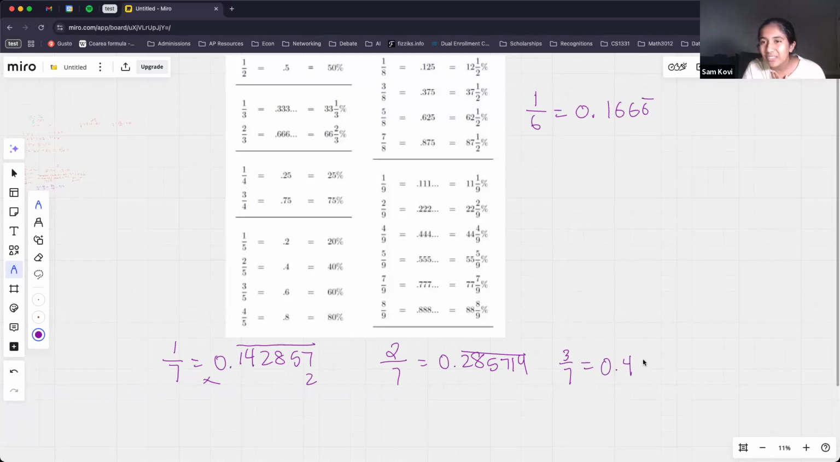It's 0.428571, repeating. Now, would you look at that? We have 4, 2, 8, 5, 7, and then we circle back to 1. It's the same 6 digits in a cycle. So not only is 1/7 repeating and non-terminating, it's also what we call cyclic. So 1/7 is a very, very interesting fraction.